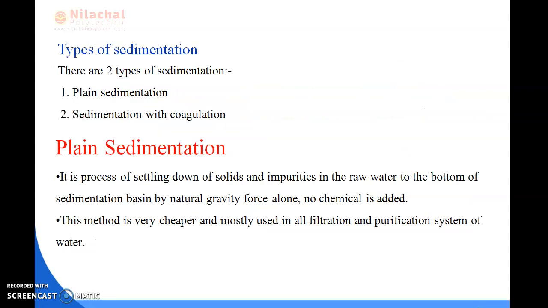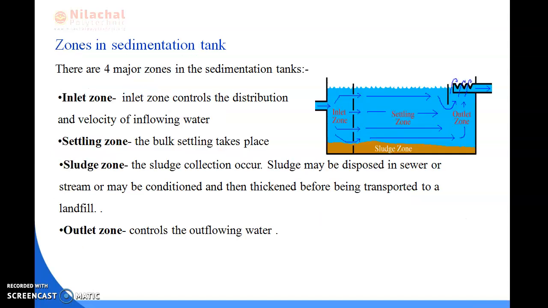Okay. So next we discussed the types of sedimentation tank. There are two types: plain sedimentation and sedimentation with coagulation. Plain sedimentation is a process of settling of the solids or colloidal impurities in the water at the bottom of the tank, where no chemical has been added. This plain sedimentation is very cheap and is mostly used in filtration and purification systems. Next we discussed the zones in the sedimentation tank.